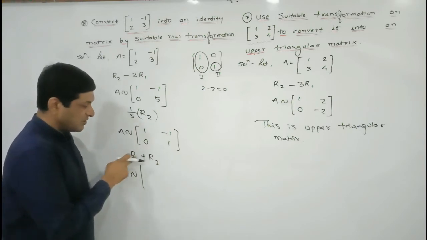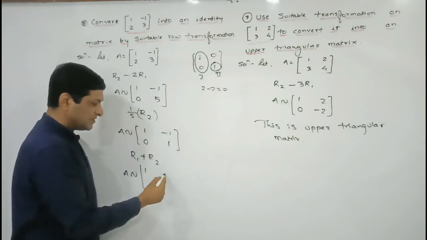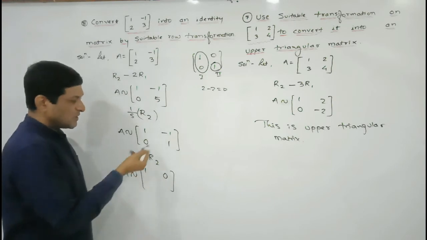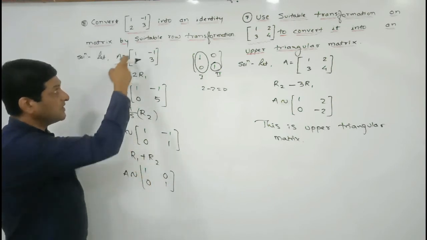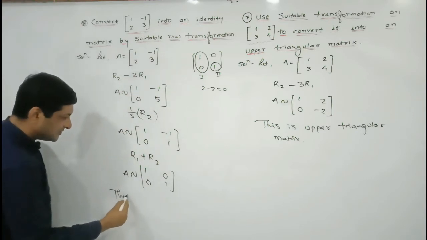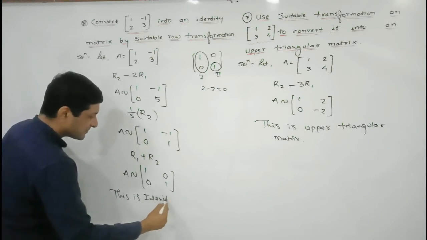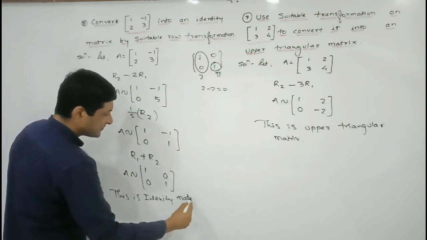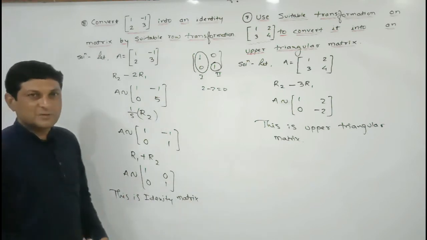We are taking addition of R1 and R2. 1 plus 0 is 1, minus 1 plus 1 is 0. So now the operation is on R1, so keep the element of R2 as it is. In this way we have converted this matrix into identity matrix. So here we can say that this is identity matrix, and this completes the solution of this example.